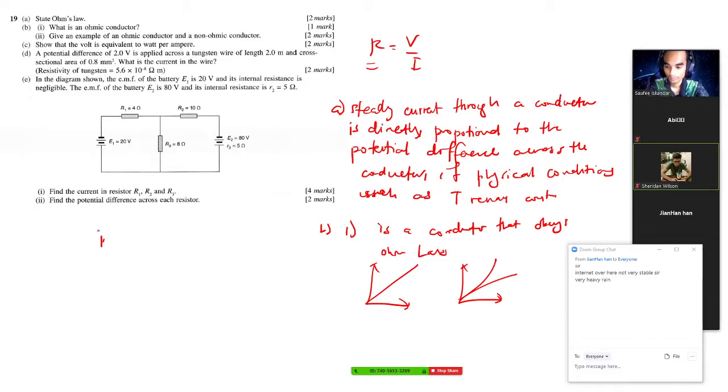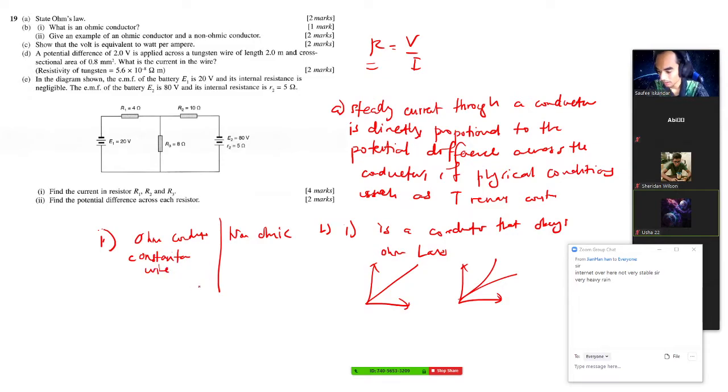B2: give an example of an ohmic conductor and a non-ohmic conductor. Ohmic conductor is tungsten wire at constant temperature. This is a wire that we have used so many times, like a copper wire, it's a constant wire. Non-ohmic is a filament lamp. A filament lamp is not an ohmic conductor.